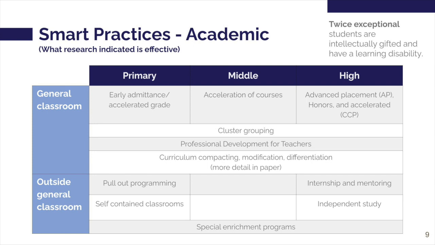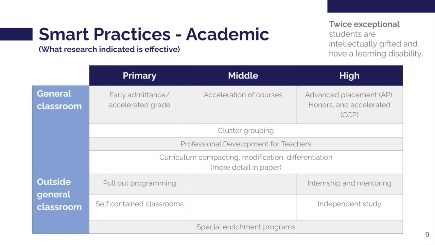When looking at smart practices for academics, we split this up into primary, middle, and high, and you'll see some go across the band and some are more targeted for a specific level. So for primary, our research pointed to early admittance and accelerated grade to really be beneficial for gifted students. In middle school, acceleration of courses. So that's, at the middle school, our math classes. And at high school, advanced placement, AP classes, honors, and accelerated or CCP.